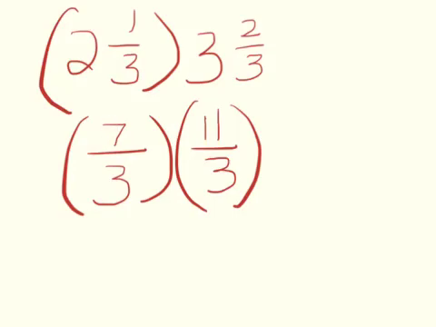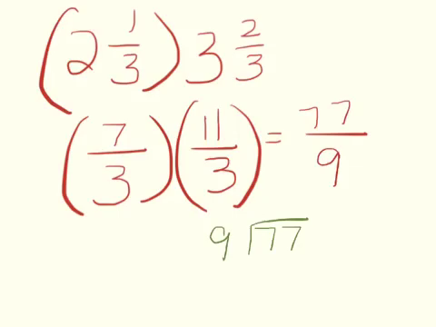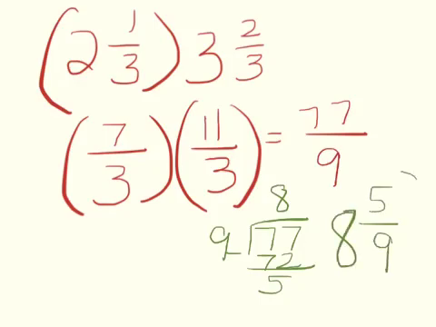7 times 11 is 77, and 3 times 3 is 9. And then the last step is to simplify. 77 divided by 9, it goes in 8 times. 8 times 9 is 72. I subtract, I get 5. So my final answer is 8 5/9. And it's simplified.